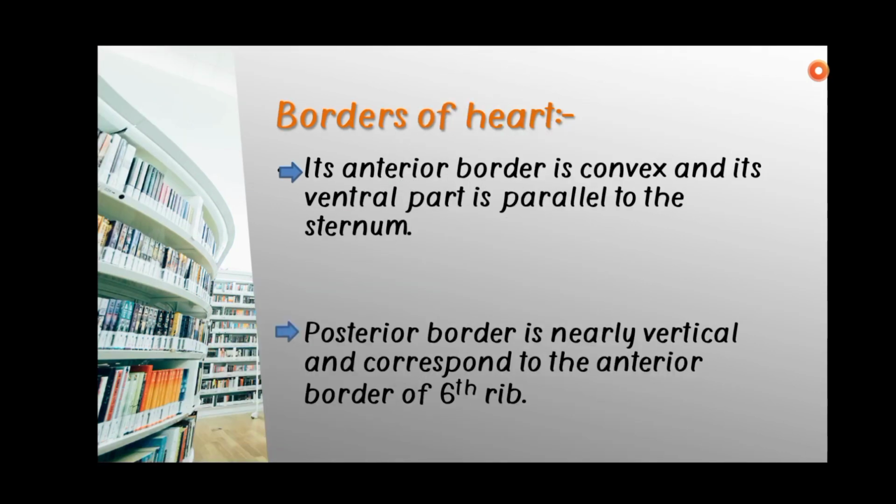Then the borders of the heart. We all know that the anterior border of the heart is convex and its ventral part is parallel to the sternum. The posterior border is nearly vertical and corresponds to the anterior border of the sixth rib.